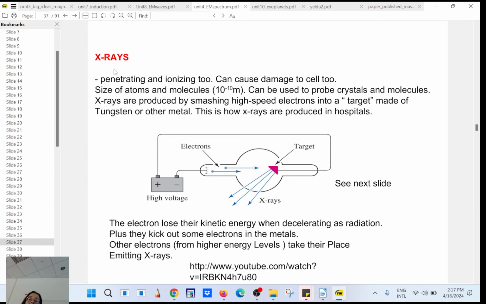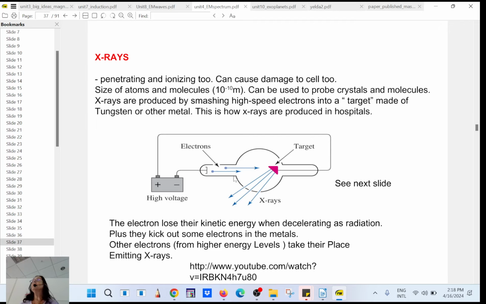Okay, so let's talk about X-rays. Like gamma rays, they're very ionizing, so they're very damaging. They're also penetrating, so it means they can go through you. The only thing that can stop them, not totally, but partially, is the bones, because bones are made of calcium. Calcium atoms are big enough to stop the X-rays. So that's why you will see a shadow.